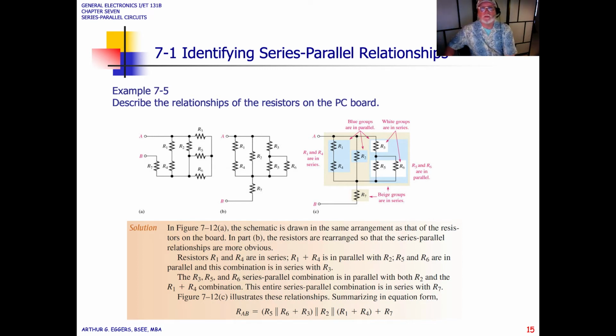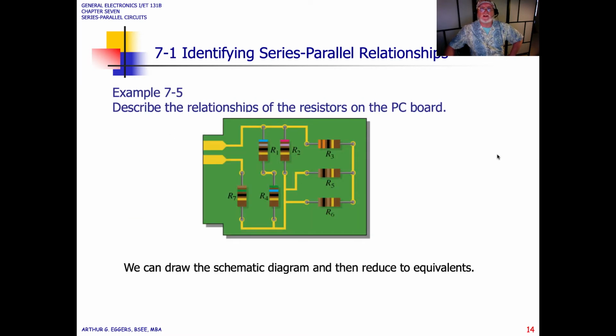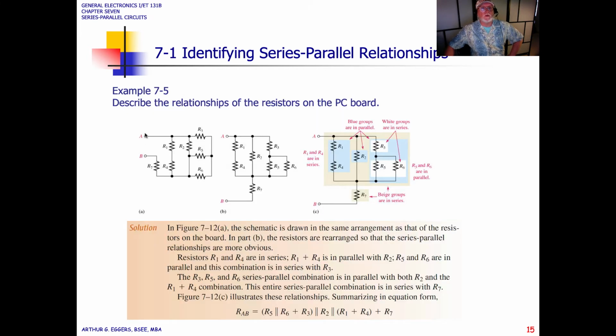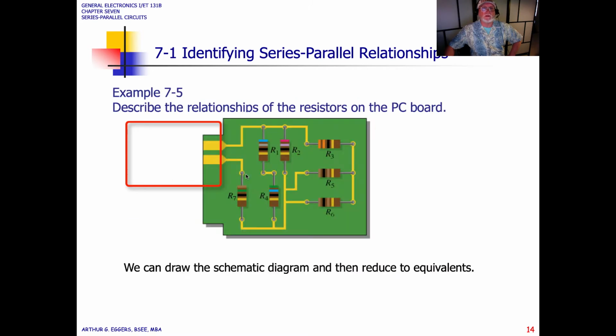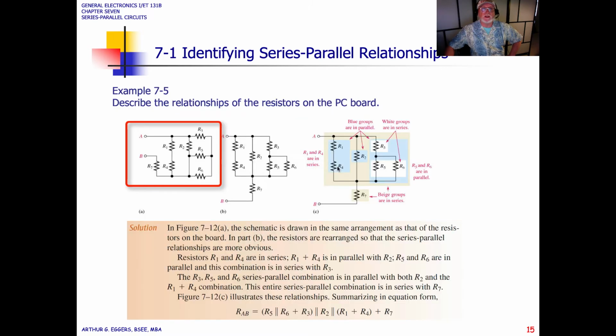Let's take a look at what appears to be a fairly complex problem and see how we can simplify it and make it easier to analyze. So what we've done is we've taken this printed circuit board, PC board, and we've drawn the schematic diagram for that circuit board. And you can see when you compare the board to the schematic diagram, it's pretty much drawn to the exact relationship of the components, of the resistors.